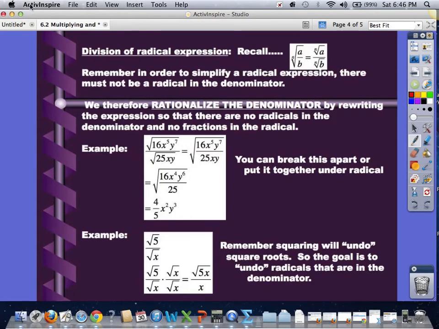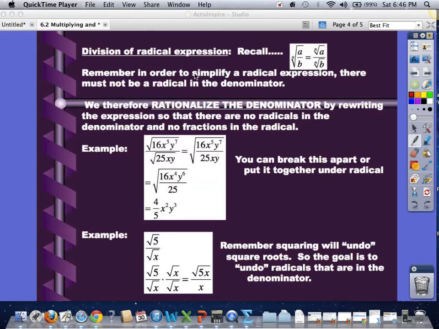Now, division's a little bit more picky. You have to watch what you're doing. Division of radicals, you must recall that you can switch from the nth root of a divided by b to the nth root of a divided by the nth root of b. You can switch them back and forth.